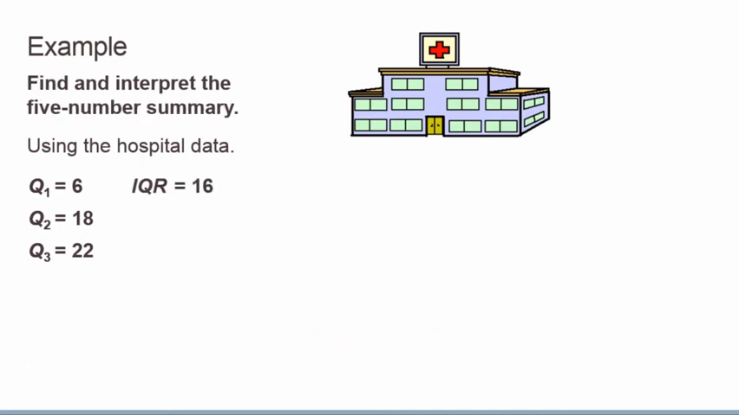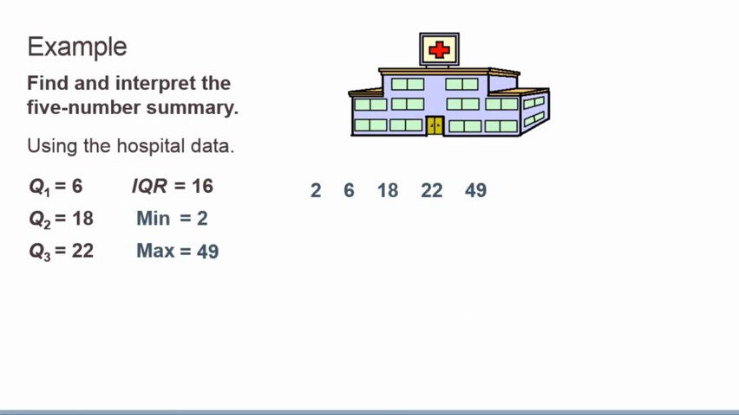Find and interpret the 5-number summary. So far we've written down Q1 is 6, Q2 is 18, Q3 is 22. We also know our IQR is 16. From our calculator, we noted that our min was 2 and our max was 49. To interpret the 5-number summary, we want to see how many days have passed for each of our intervals.